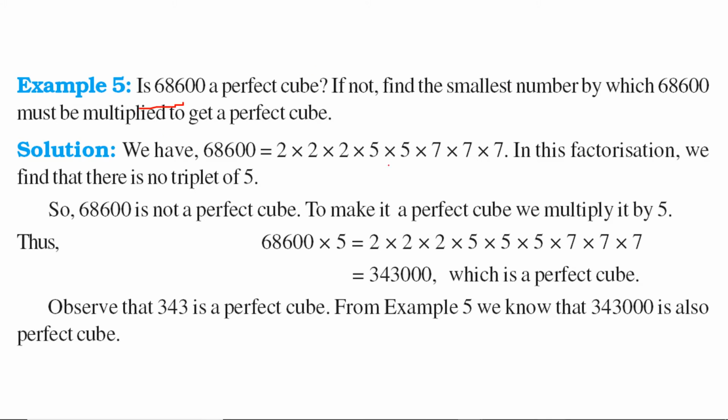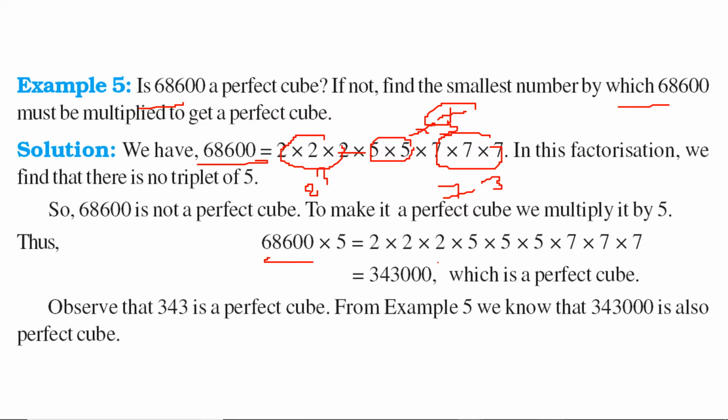Let us find out the factors. So you get 2 into 2 into 2, you get 5 into 5, you get 7 into 7 into 7. This is 7 cube, this is 2 cube, but this is 5 square. So you need 5 more. Find the smallest number by which this must be multiplied to get a perfect cube. So you need to multiply it by 5. So 68600 multiplied by 5 will give you 5 cube into 2 cube into 7 cube.